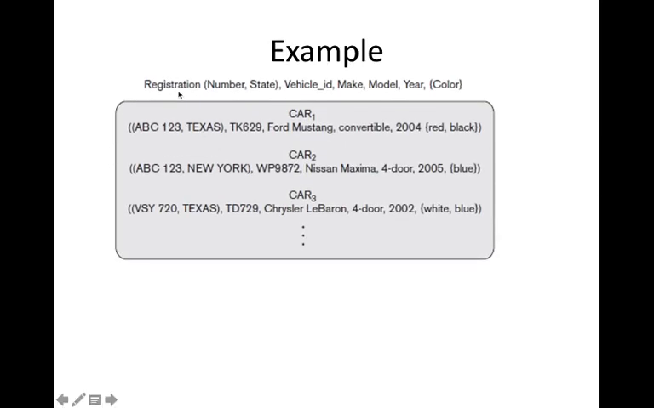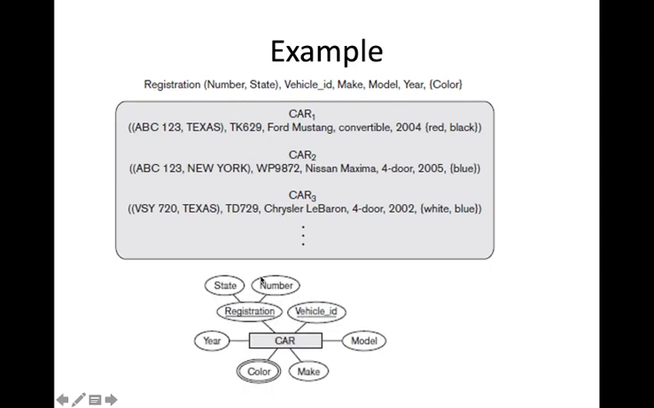So this is an example for the car entity type. We have already seen this example, car. This can be represented in the entity relationship model like this. Car is the entity type, so it should be represented in a rectangle.